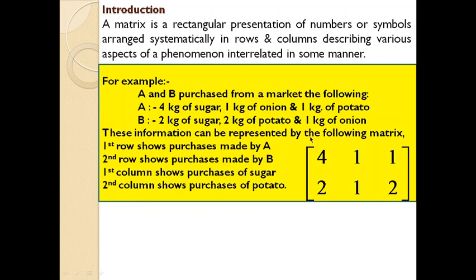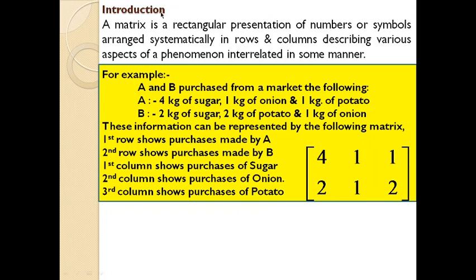And the first column shows the purchases of sugar, and the second column shows the purchases of potato. Sorry, the first column represents sugar, the second column represents onion, and the third column represents potato. So instead of writing an activity or an action or an information in a theoretical manner, the same can be represented through a simple table consisting of various rows and columns. Usually it's a table consisting of numbers, symbols, or any sorts of arrangements. Usually we are going to deal with the problems relating to matrices regarding numbers. So this is how a matrix is made.